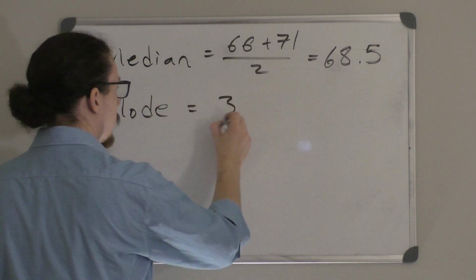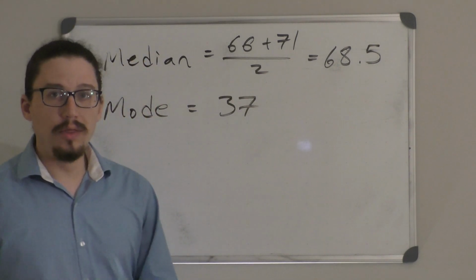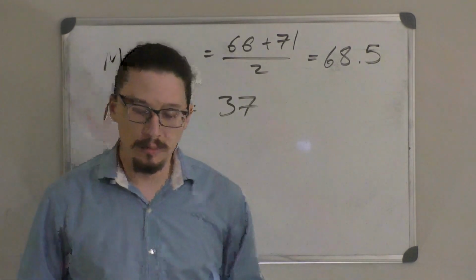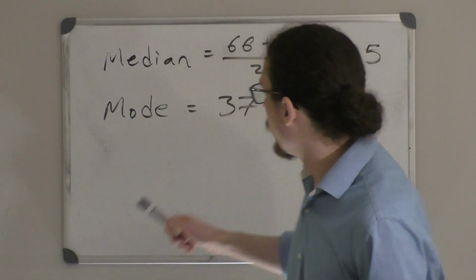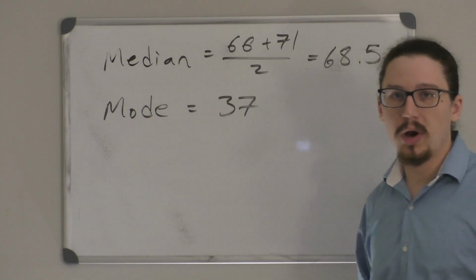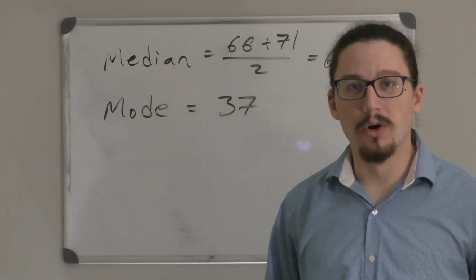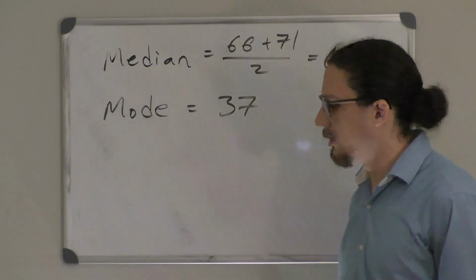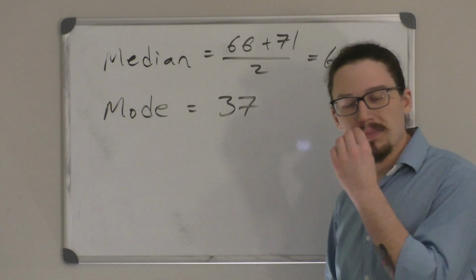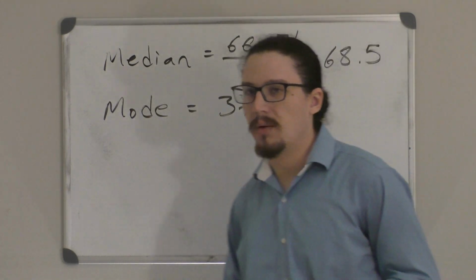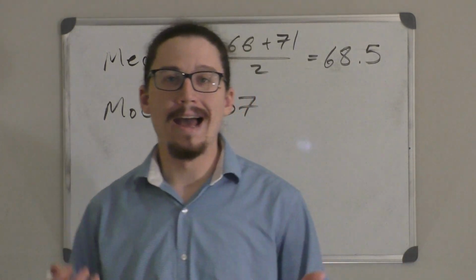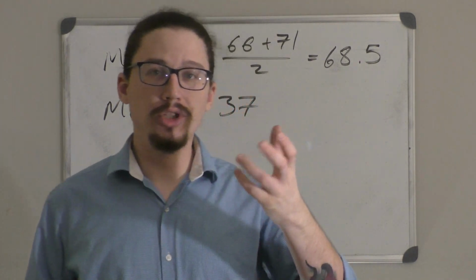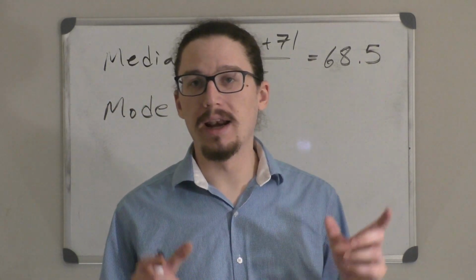Right, so we average those two numbers to get our median, and we find that we have a median of 68.5. The mode is just the most frequently occurring number. In this case, the most frequently occurring number for this previous data set that we used was 37. It was the only value that appeared more than once. All right, so we have 37 as our mode.